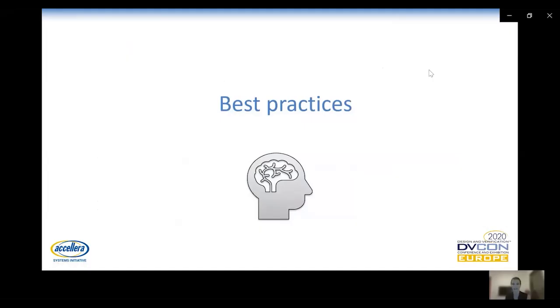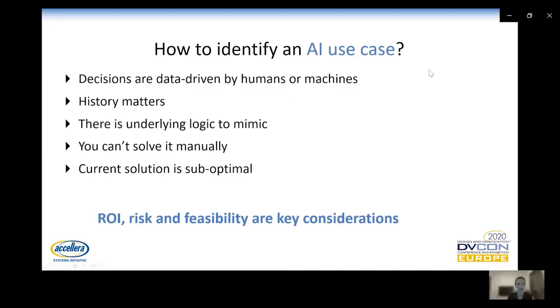Moving to the last section of the tutorial today, in which I would like to give some tools and best practices for those of you who would like to start building AI organizations or starting to deploy some AI projects. So a few practices that we have developed over the years and we are using when starting new projects. The first one is how to identify an AI project or an AI use case.